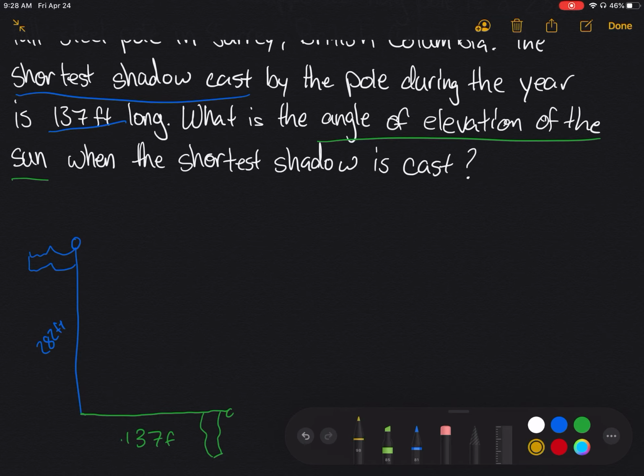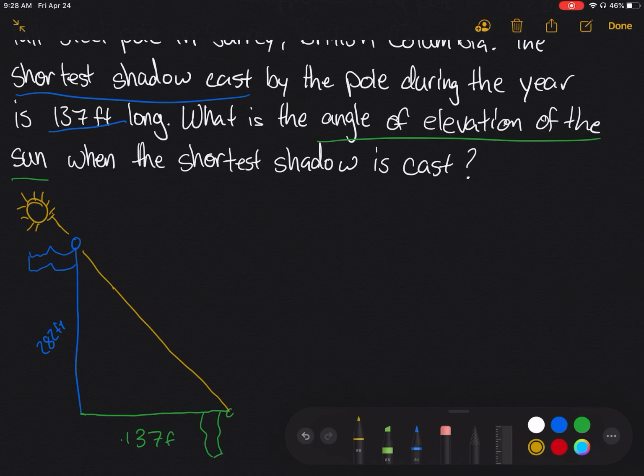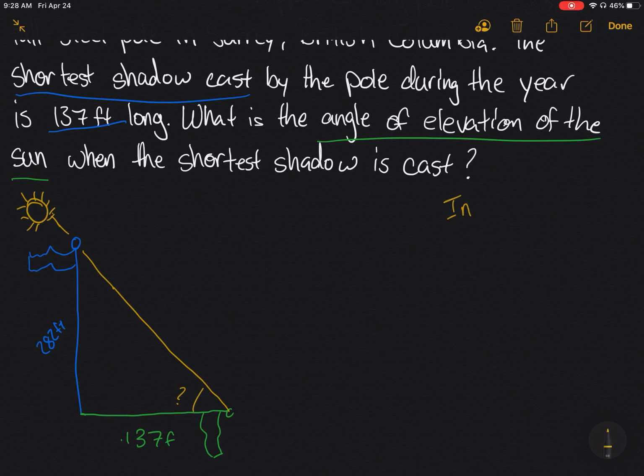And then up here, we've got the sun. And its light's coming down through the pole and causing it to build a shadow. And so what we want to find is this angle measure right here that tells us the angle that the sun is hitting that pole at, right? So let's take stock of what we have and what we need to find. So I'm trying to find an angle, right? So I'm probably going to use inverse trig.